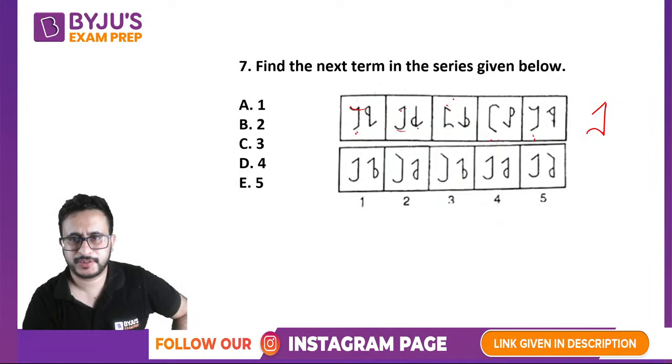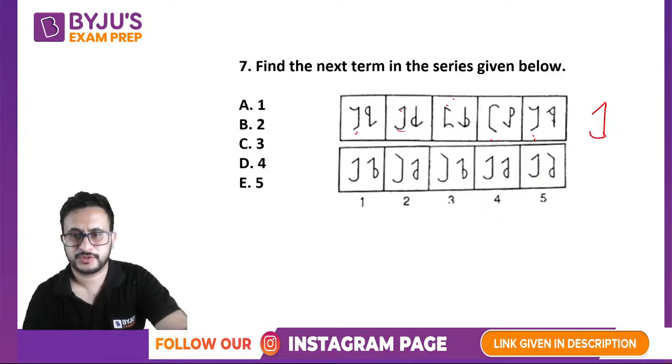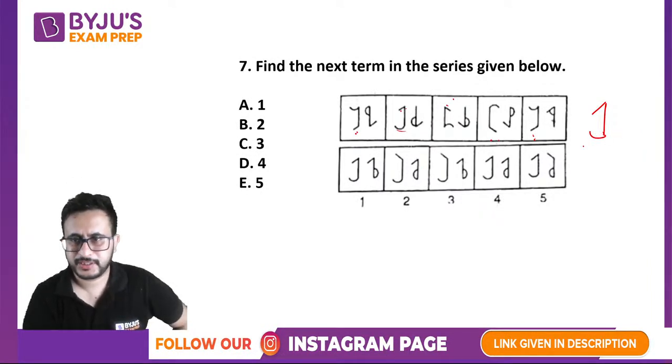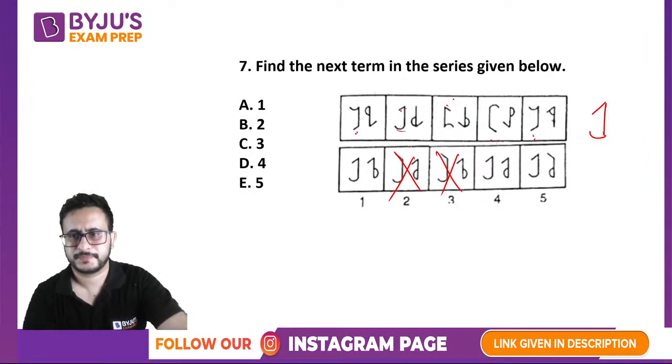Curve is inverted, curve gets inverted. No, the direction of the curve remains the same. Sorry, the direction of the curve is the same. This is like facing up, facing up, facing down, facing down, facing up. So that will be facing like this. Sorry, so this will be like this. So we can eliminate some of the options. We can eliminate this option. We can eliminate this option. Now we are left with three options.